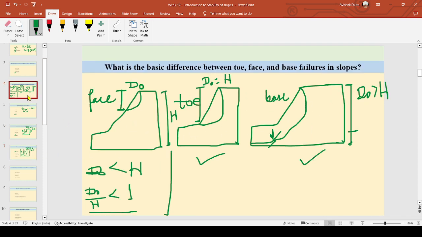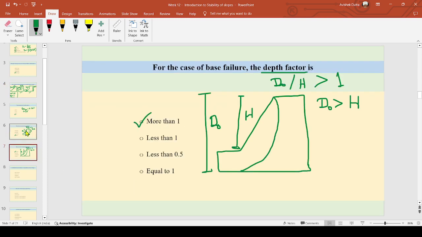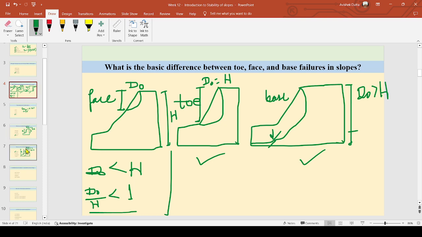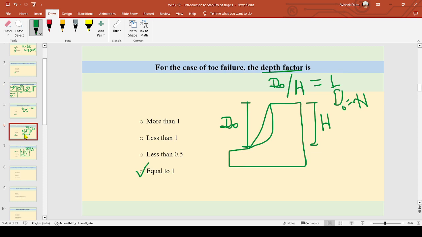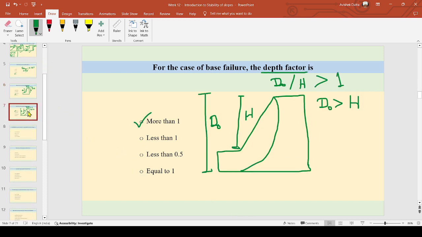So this is the main difference between the mechanisms, and due to the mechanism, the depth of failure is varying in the 3 cases, and due to the depth of failure varying, we get different values of depth factors for the 3 cases. For face failure, it is less than 1. For base failure, it is more than 1, and for toe failure, it is equal to 1. All right. I hope this was clear.